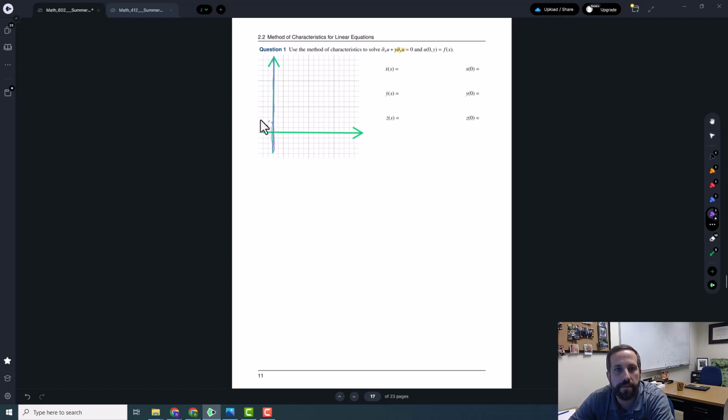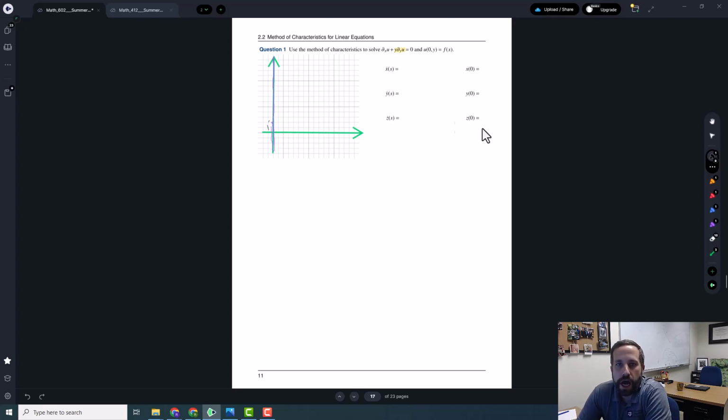And so I'm not going to draw the characteristic curves yet. We'll do the whole procedure. But for this problem, the characteristic curves are going to start here, and they're not going to be lines. They're actually going to be curvy curves, not straight curves. So they're going to look something like this. Actually, they're not going to look at all like that, but they're not going to be lines.